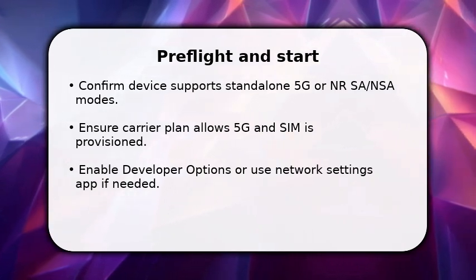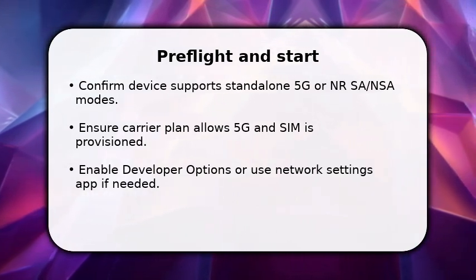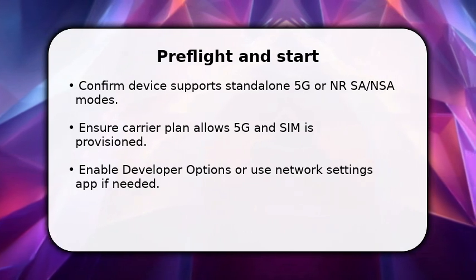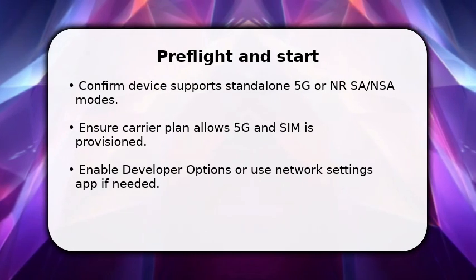Make sure airplane mode and Wi-Fi are off when testing, because those can mask cellular behavior. You're now ready to open the native settings or a carrier diagnostic menu to force radio selections.